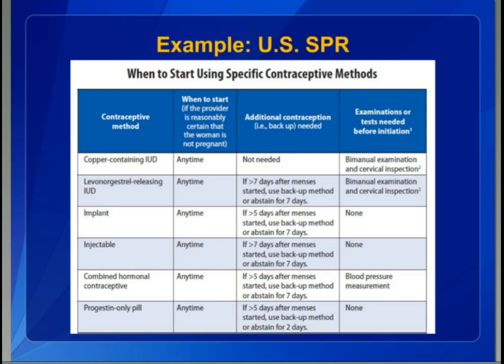This is another summary chart in the SPR that's available in a laminated format for clinics. As you can see, all methods of contraception can be started at any time if the provider is reasonably certain that she's not pregnant. To ensure that she does not get pregnant once the method is started, she should use appropriate backup for the recommended time period to prevent a new unintended pregnancy. This chart also includes a quick reference for required exams and tests before starting a method.